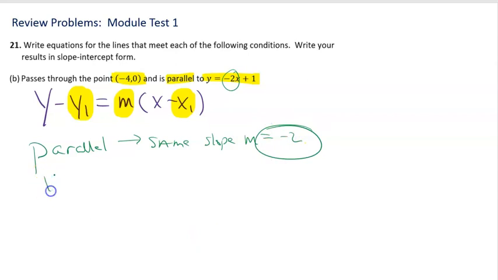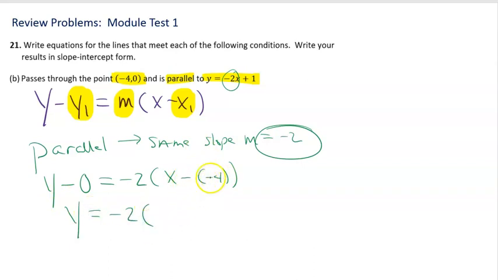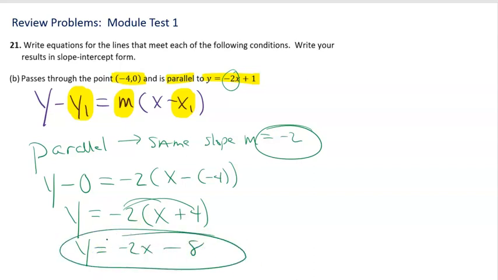So here we go. y minus y1, which is 0, equals m, which is negative 2, times x minus x1, which is negative 4. Notice the two negatives. The minus is from the formula, and the negative goes with the 4. So y minus 0 is y. This is going to give me negative 2. This minus a negative is going to be x plus 4. I distribute the negative 2 inside and get y equals negative 2x minus 8. And there's my final answer.